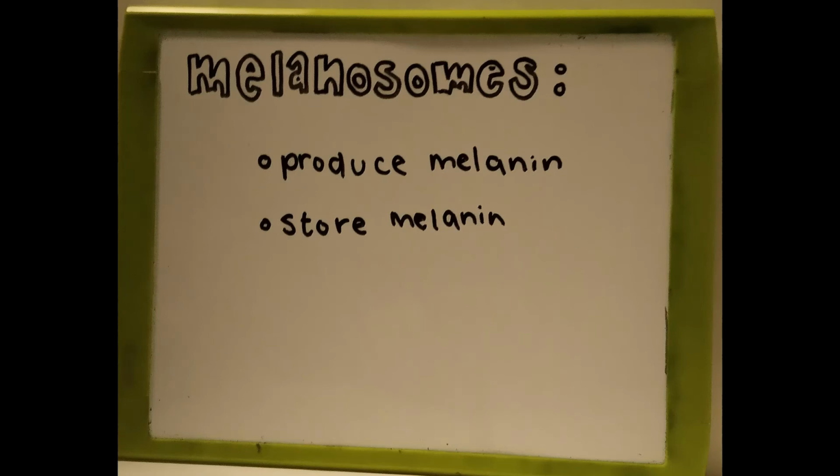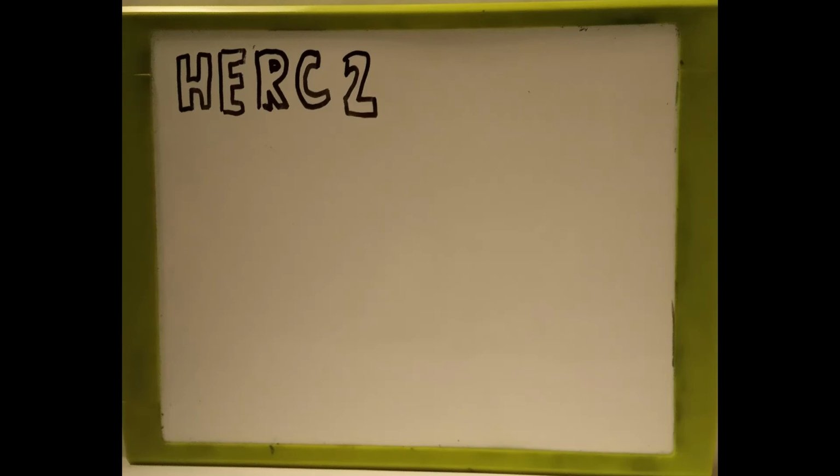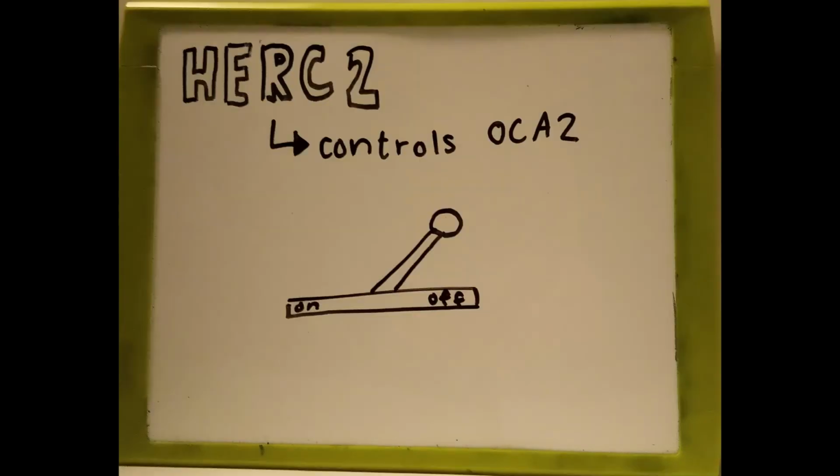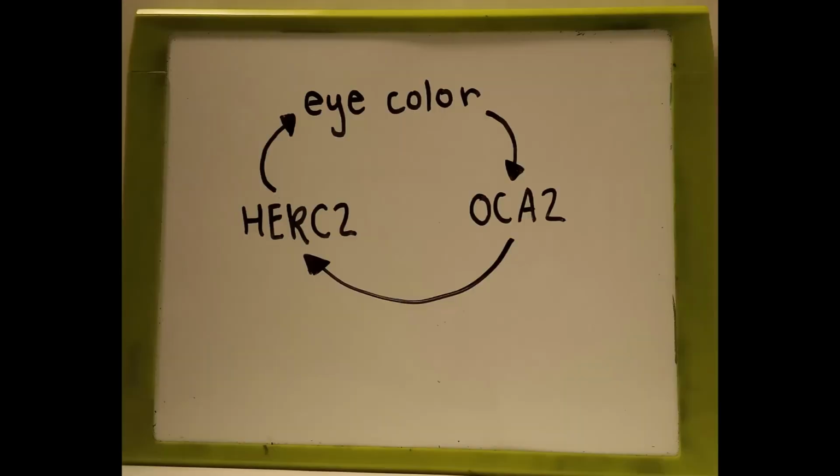This directly affects your eye color, because the more melanin that is produced, the more melanin will end up in your iris. HERC2 controls the expression of OCA2. Because HERC2 affects OCA2, it therefore affects your eye color.